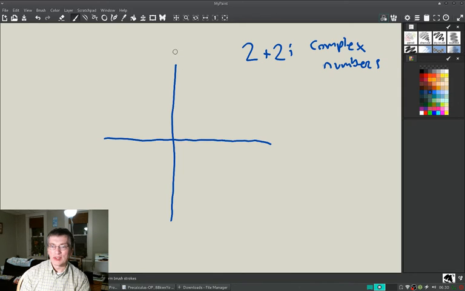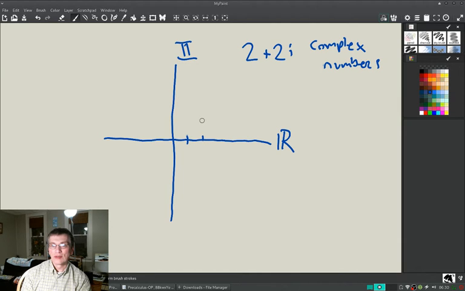Typically represent the real numbers out this way, and the imaginary numbers out this way. So we have 2. Oh, wait. Let's reverse that. Real numbers come out here. Send the imaginary numbers up here. It really doesn't matter. It's up to you.